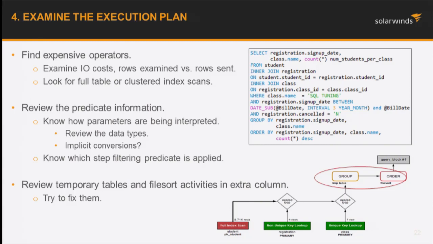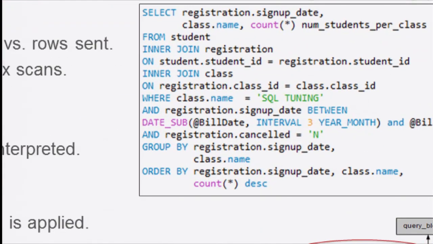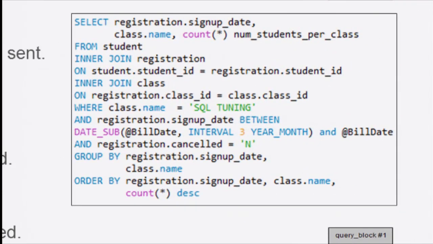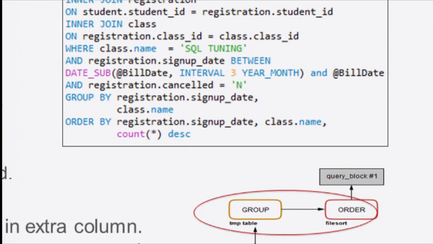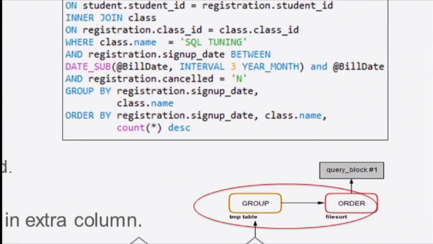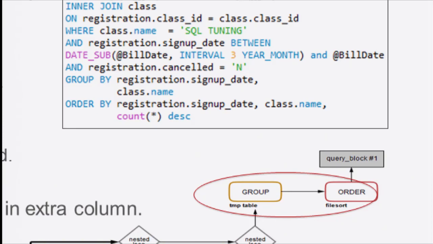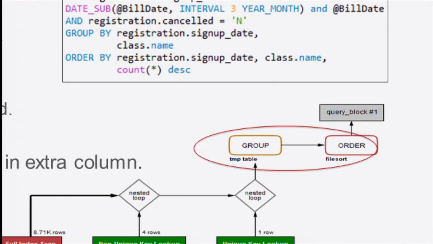If you have lots of temporary tables and file sorts, they can be a problem because it's just extra overhead. I just ran this little query with this data, and I thought it'd be kind of interesting to see when the students are signing up for classes. So I just did a select from sign up date, got the class name and the number of students, and because I have to group by there, and I have to order it because I want to see my top day for signing up, I encounter a temp table and a file sort.